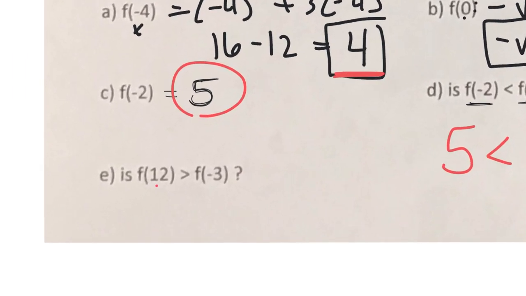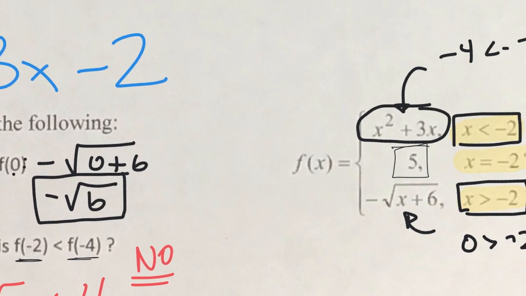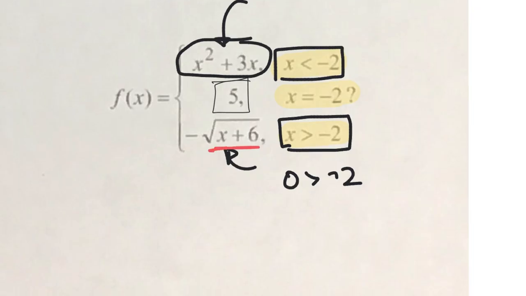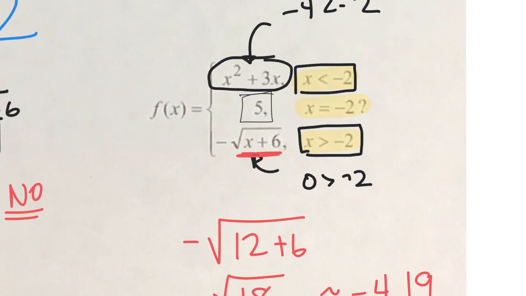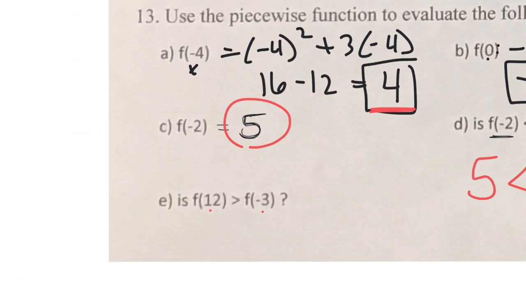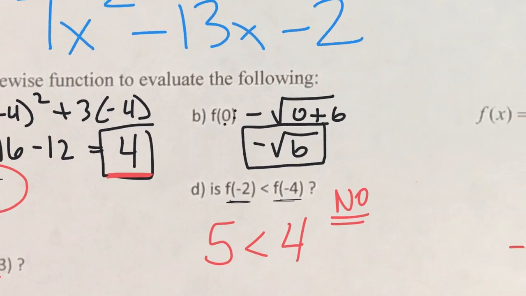E, is f of 12 greater than f of negative 3? Well, that's going to require some brain power. F of 12 goes into here. The negative square root of 12 plus 6 is the negative square root of 18, which is approximately negative 4 and change, right? Because the square root of 16 is 4, 18 is a little bit bigger than that. Let's just call it negative 4.19. Okay. All right, estimating, great. Negative 4.19. Is that bigger than f of negative 3?